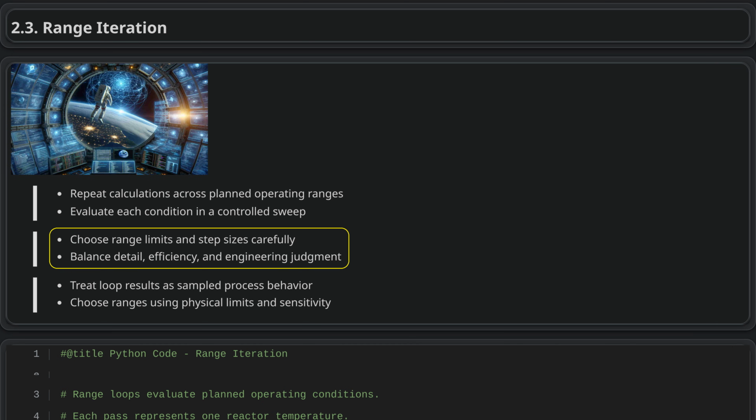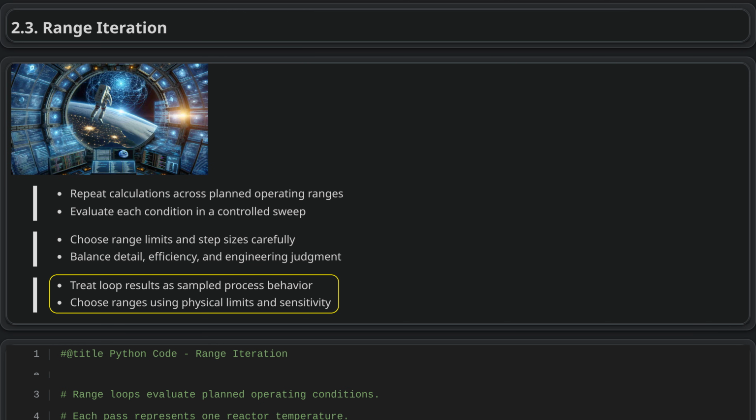Range iteration depends on choosing the right start, stop, and step size. Larger steps can reveal broad trends quickly, but may miss important changes, while smaller steps give more detail at a higher computational cost. Engineers often begin broadly, then narrow the range for closer analysis, especially in safety reviews where behavior at specific increments matters. This makes range iteration both a calculation method and an exercise in engineering judgment.